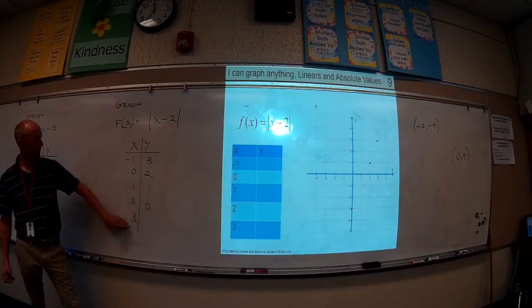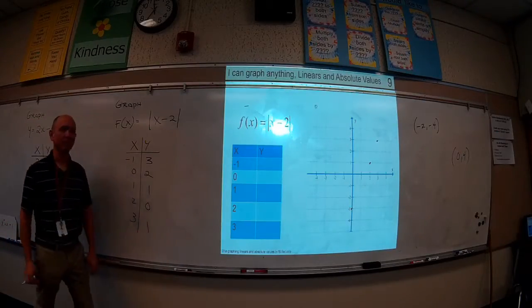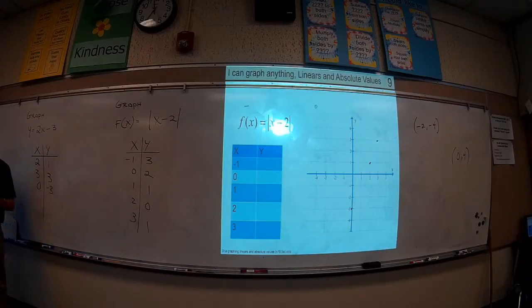Gavin, 3 minus 2. Absolute value. Plot it. New graph.